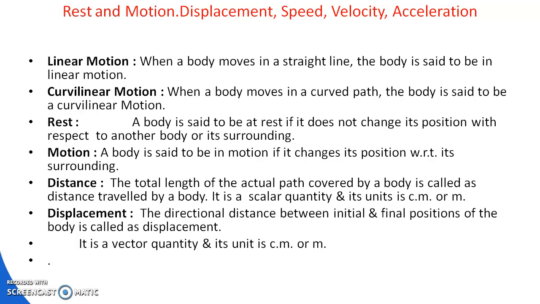Now question is, how many types of motion are there? There are two types of motion. One is linear motion, another one is curvilinear motion. Linear motion means a body moving along a straight line. Linear means straight. Curvilinear motion means curved. When the body is moving in a curved, bending path, that is known as curvilinear motion.